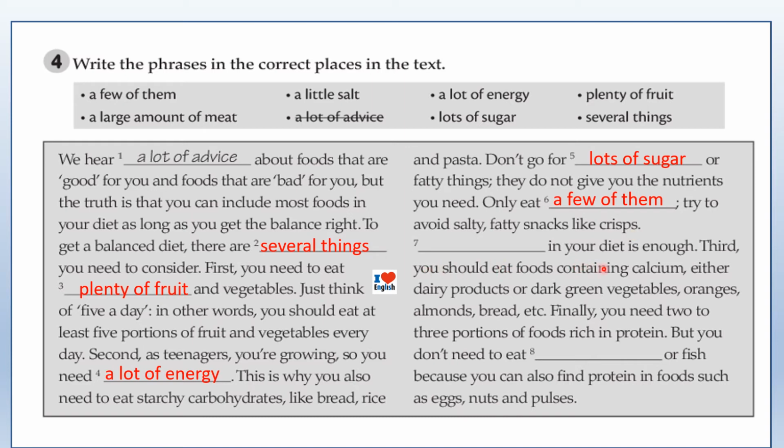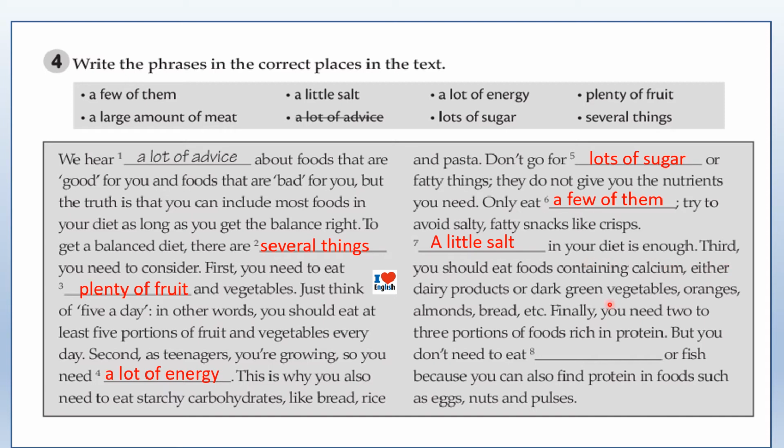A little salt in your diet is enough. So only use a little salt in your diet.